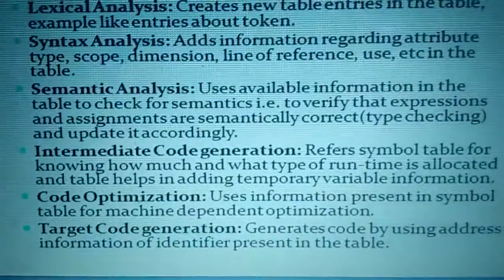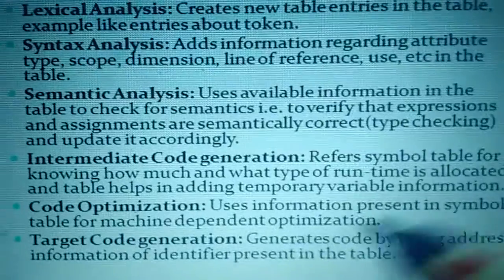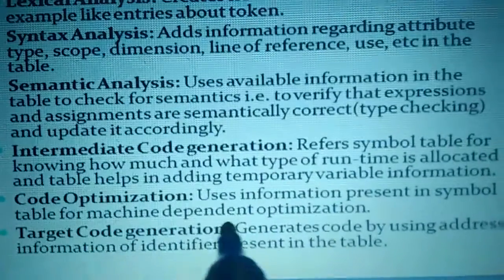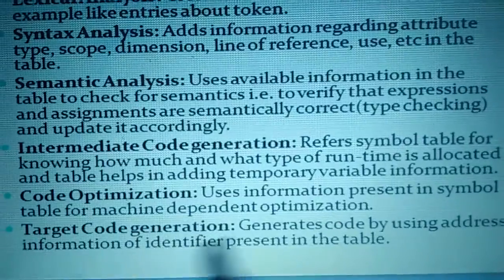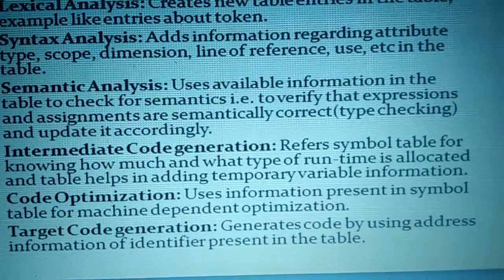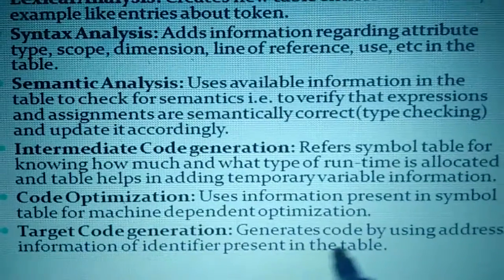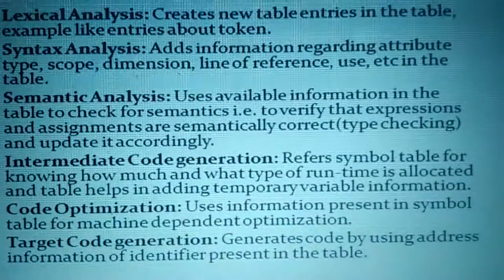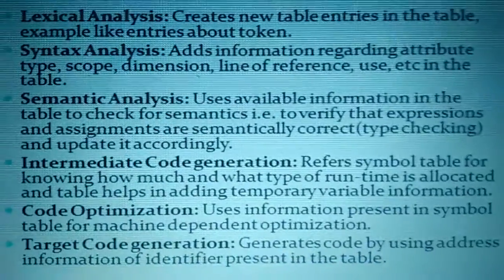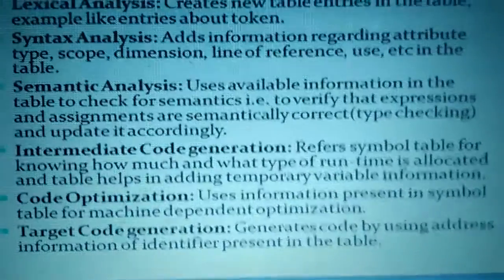As the compiler moves to code optimization, it makes use of the information present in the symbol table for machine dependent optimization, here for the target code generation. The target code generator generates the code using the three address information of the identifiers present in the table, whether it is Java type code or some other type of code. So based on the type of the code, it generates the target code.